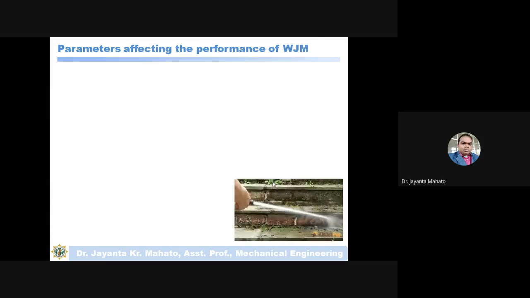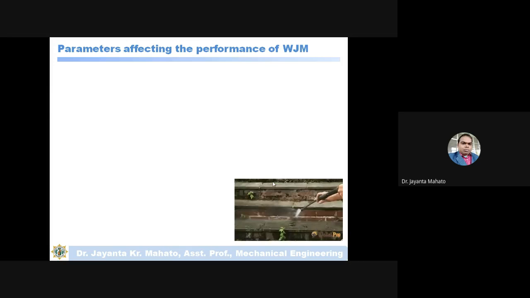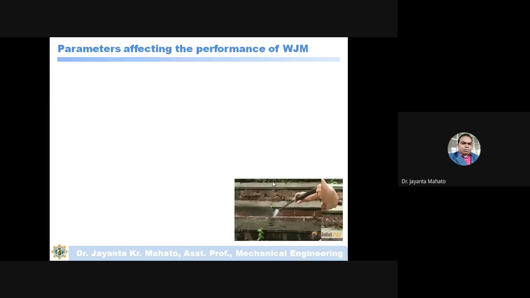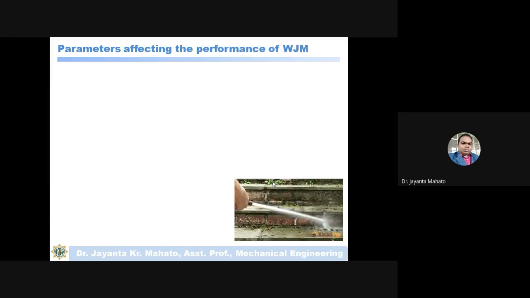Now this is eroding of a wall. Obviously, if the velocity of this water jet is more, then the wall will erode more, which means the material removal rate will be higher. So obviously this is one parameter, that is the velocity or pressure of the water jet. Now, how can this pressure and velocity be increased?